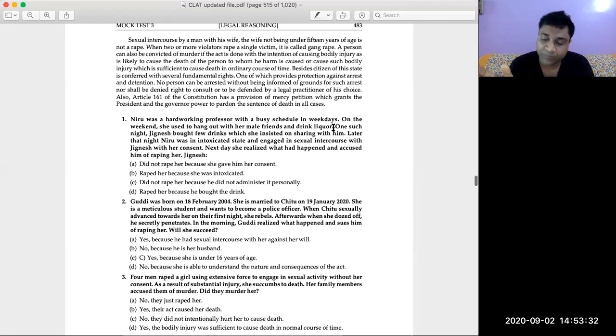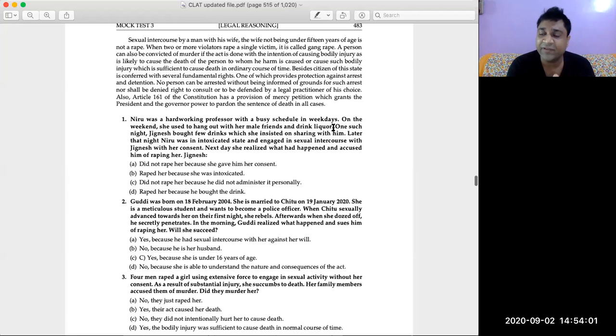So, first of all, intention to cause death is the essential ingredient for murder. Second of all, if you are being arrested, you have to be informed of the reasons, right? You must have seen in those TV shows, when somebody is being arrested, they are told, you have the right to remain silent. Those are known as the Miranda rights, under US law.